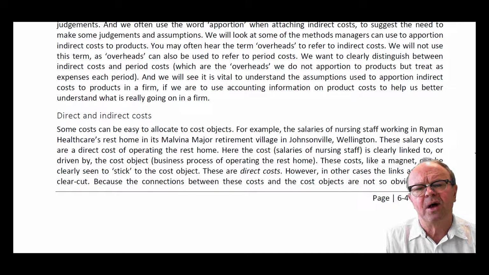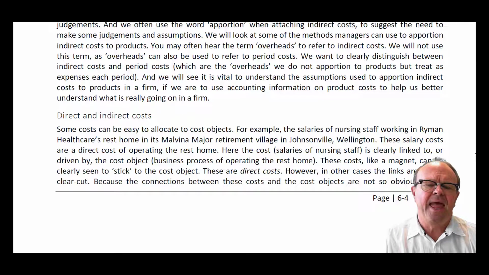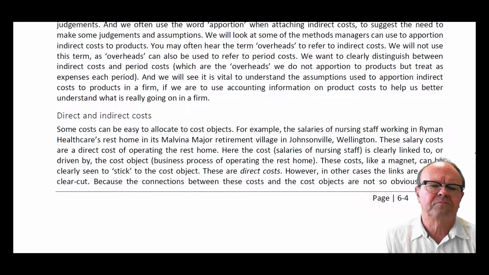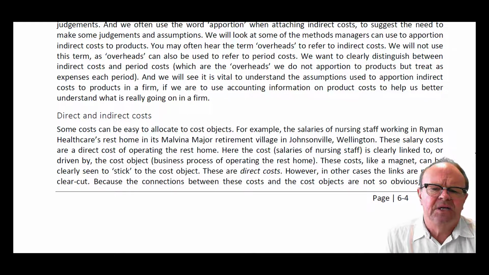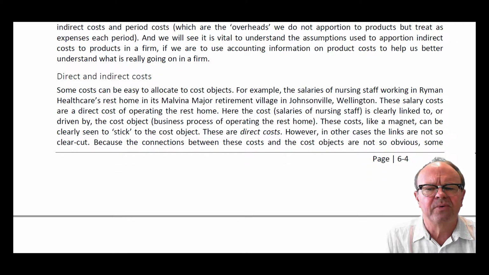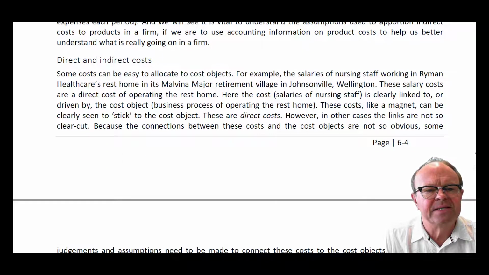You may often hear the term overheads to refer to indirect costs. We will not use this term, as overheads can also be used to refer to period costs. We want to clearly distinguish between indirect costs and period costs, which are the overheads we do not apportion to products but treat as expenses each period. And we will see it is vital to understand the assumptions used to apportion indirect costs to products in a firm, if we are to use accounting information on product costs to help us better understand what is really going on in a firm.